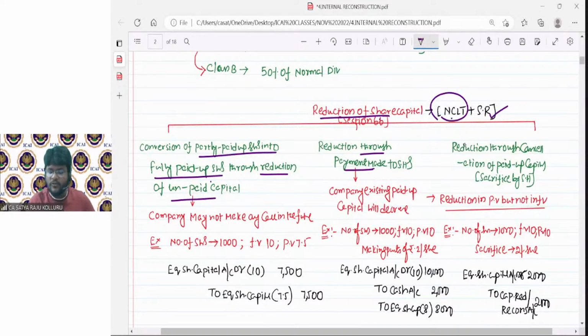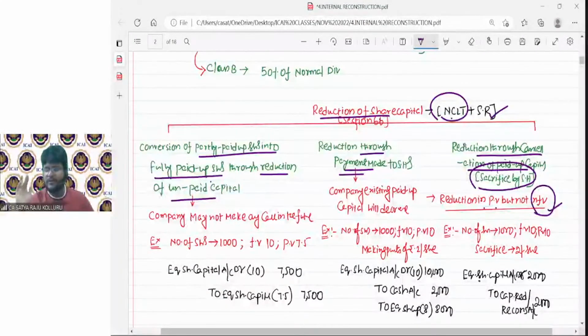Second, reduction through payment to shareholders. Here we are reducing the face value as well as paid up capital through payment of cash. And the third case is reduction through cancellation of paid up capital, which is a sacrifice made by the shareholders. There is only reduction in paid up value, but not in face value. That is the second scenario I gave first. So the entry is equity share capital to reconstruction.